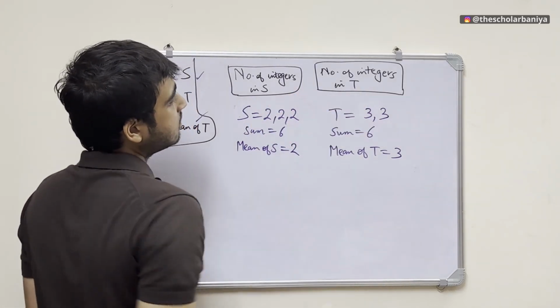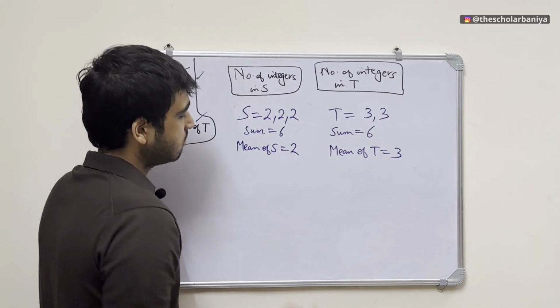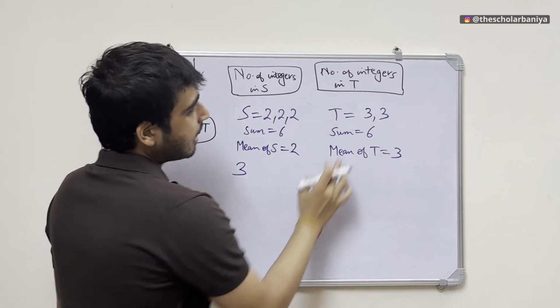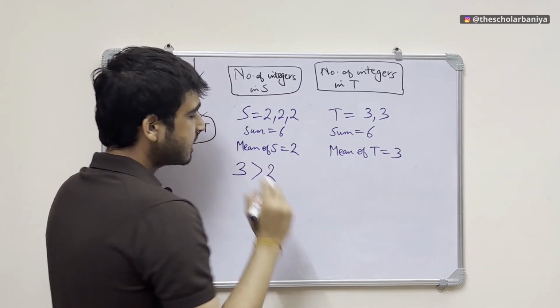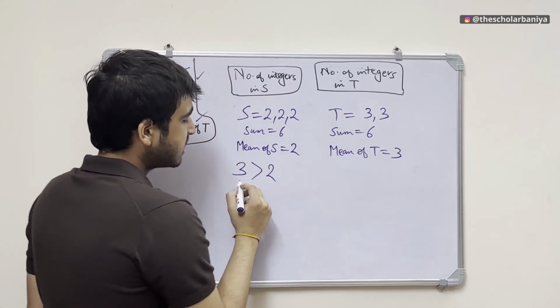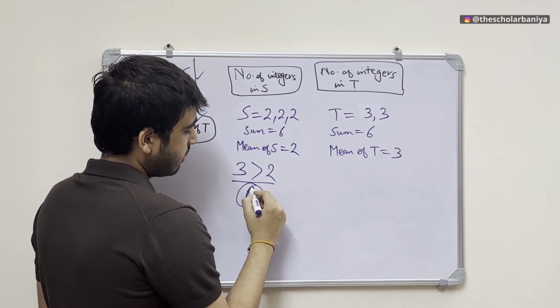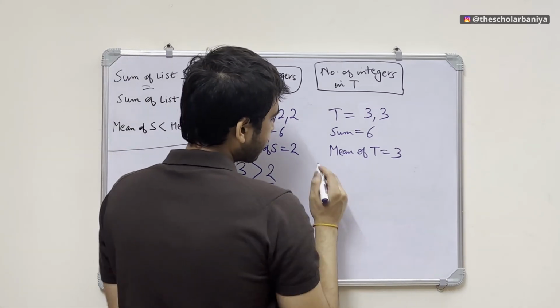So now let's see this. The number of integers in S: how many integers are there? 3. And in T, how many integers are there? 2. So 3 is greater than 2. So this is case 1. According to this case, the answer is A.